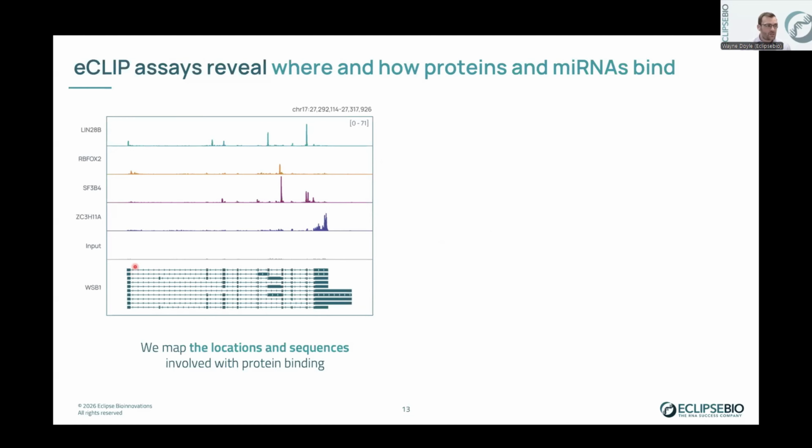So this is looking at the gene WSB1, where each of the thick squares is a different exon. The thin lines are then introns, and then these are the potential isoforms that have been annotated in the genome. This is then an input, so this is just a control to see if we're getting non-specific enrichment. eCLIP is a very clean assay, so we're not seeing much noise being present.